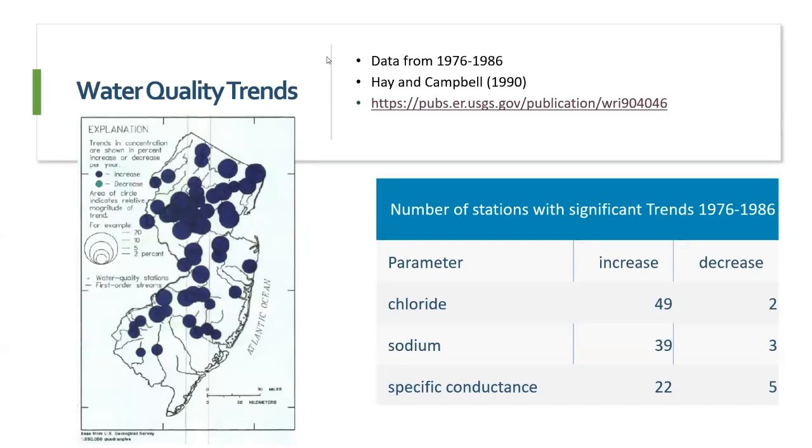Many studies have examined long-term trends in New Jersey's water quality. When we're evaluating the impacts of road salt, the parameters we're looking at are mainly chloride and total dissolved solids. Sodium and specific conductance are also observed to increase due to road salt, but there aren't any surface water quality standards for those parameters. The study illustrated on this slide examined water quality trends between 1976 and 1986 and found significant increasing trends at 49 stations for chloride, 39 stations for sodium, and 22 stations for specific conductance, while only a few stations showed decreasing trends for those parameters. The map on this slide shows the chloride trends with the blue dots proportional in size to the magnitude of the trend.